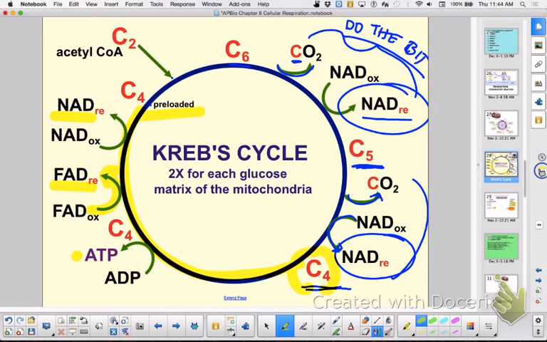Now take it the other way. Reduce an FAD. Reduce an NAD. And 2 plus 4 is 6. Do the bit, get 5. Do the bit, get 4. Roll it. Make an ATP, reduce an FAD, reduce an NAD, and 2 plus 4 is 6. Do the bit, get 5. Do the bit, get 4. Make an ATP, reduce an FAD, reduce an NAD, and stop.